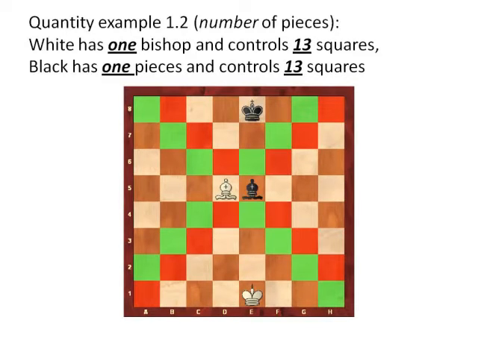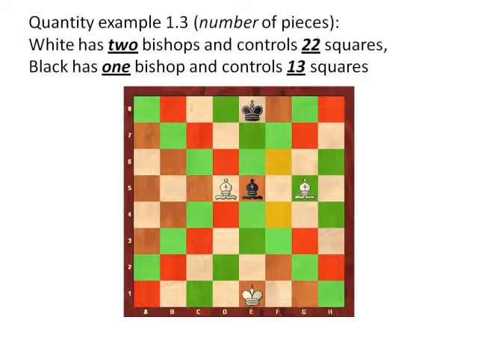If we go to quantity example 1.2, and we're still looking at the number of pieces, then in this case we can see that White still has the one bishop and controls 13 squares, but now Black also has one piece, a bishop, and also controls 13 squares. So in this case you could say that there is an equality in the position.